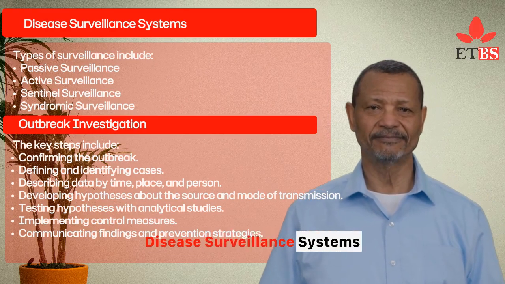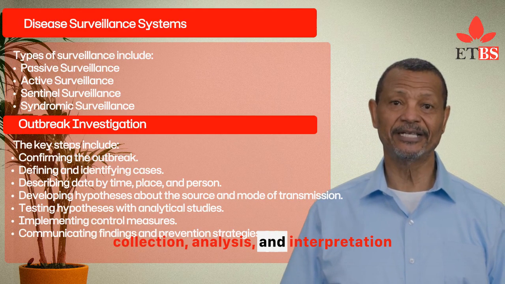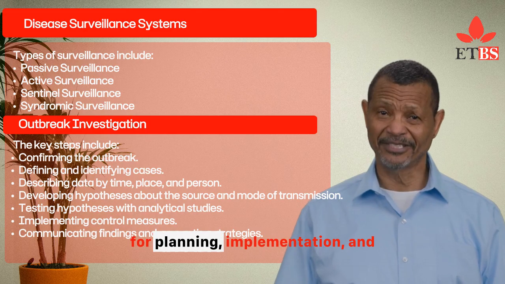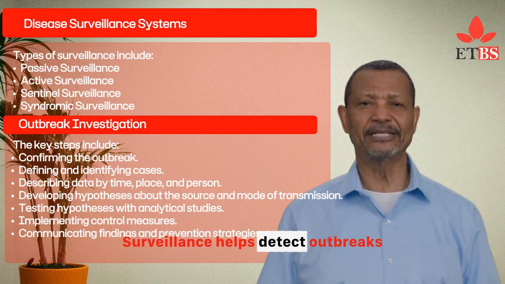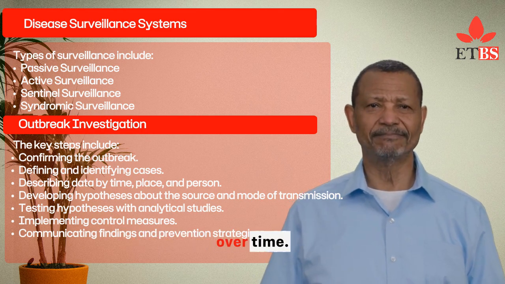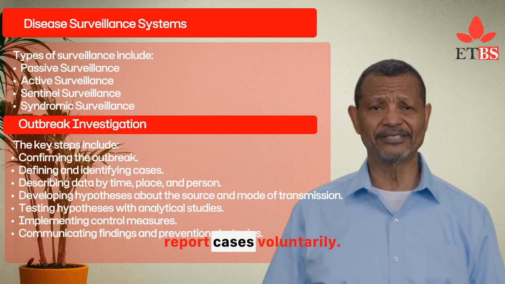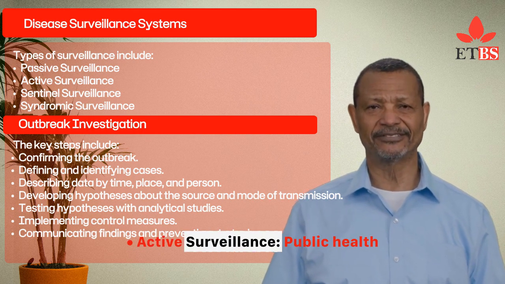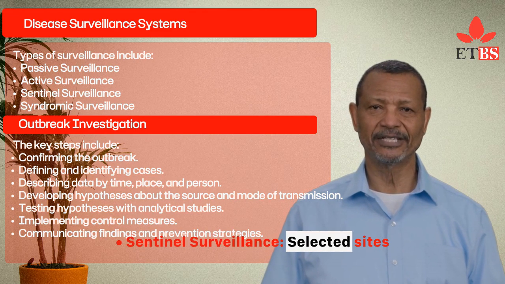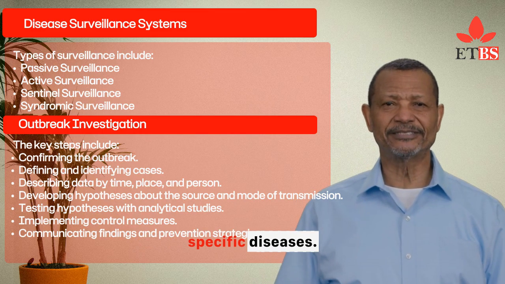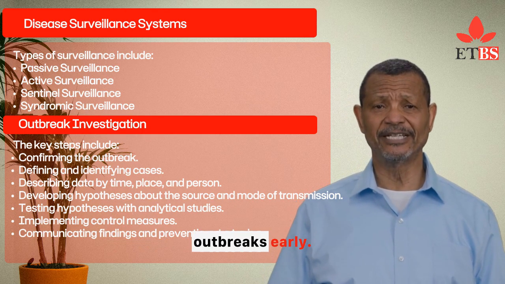Disease surveillance systems. Disease surveillance is the continuous, systematic collection, analysis, and interpretation of health data essential for planning, implementation, and evaluation of public health practice. Surveillance helps detect outbreaks early and monitor trends over time. Types of surveillance include passive surveillance, where healthcare providers report cases voluntarily. Active surveillance, where public health officials actively seek out cases. Sentinel surveillance, where selected sites report all cases of specific diseases. Syndromic surveillance uses symptom patterns to detect possible outbreaks early.